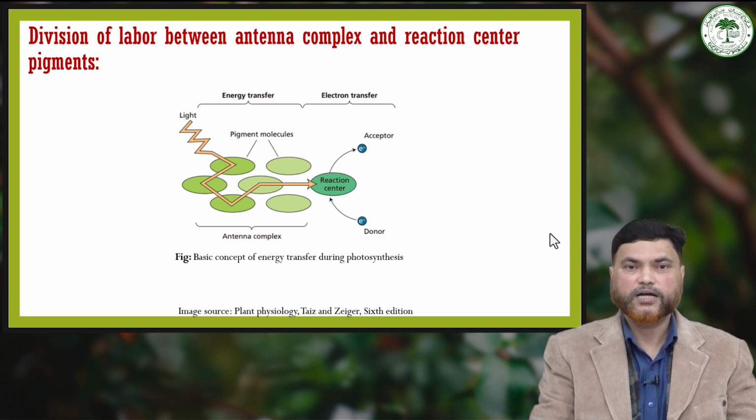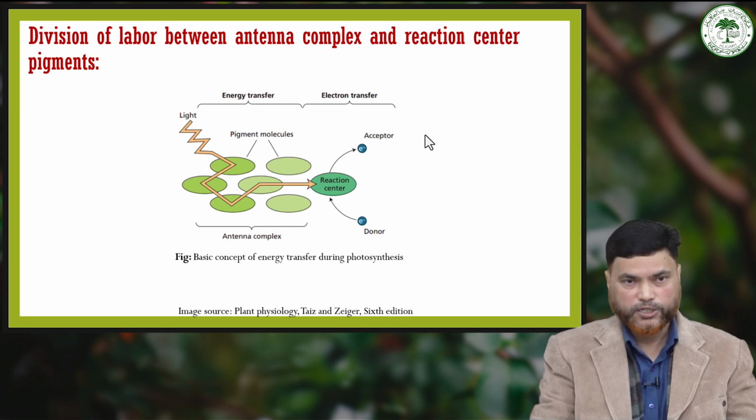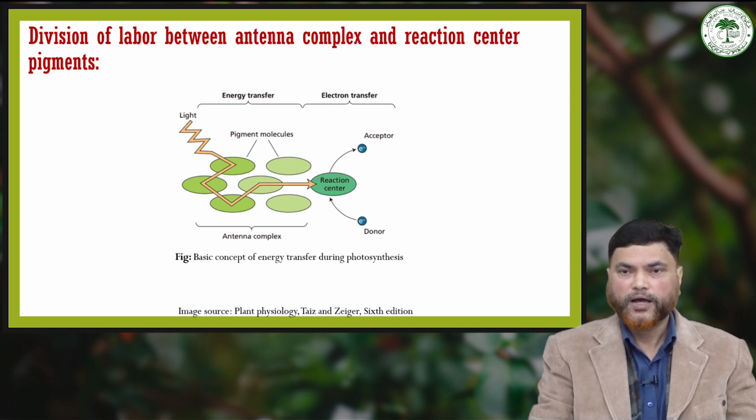Now, there is a division of labor between antenna complex and reaction center pigments. In all photosynthetic systems, photosynthetic pigment molecules are bound to proteins, forming pigment protein complexes called pigment systems or photosystems. Each pigment system, that is photosystem 1 and 2, has two components. Photochemical reaction center, which is a protein pigment complex that brings about the photochemical reaction. There are two types of reaction centers, FeS type reaction center present in photosystem 1 and pheophytin quinone type reaction center present in photosystem 2.